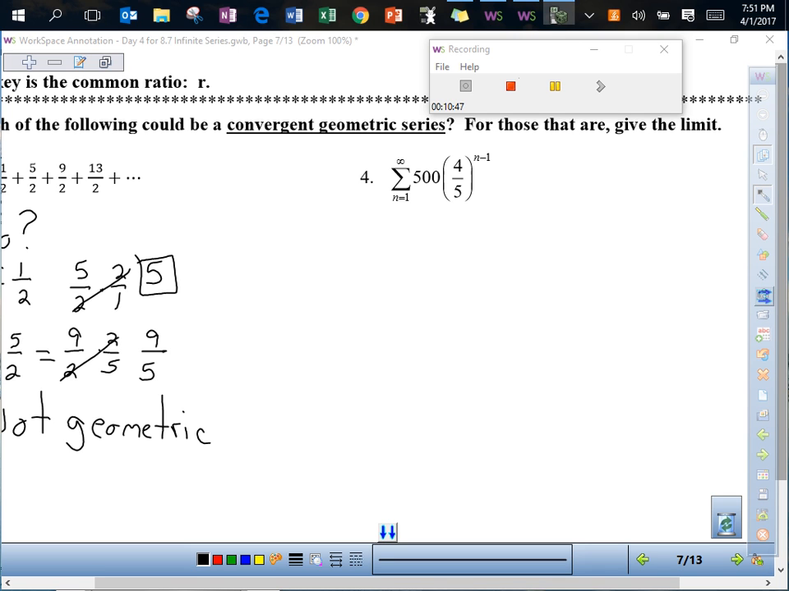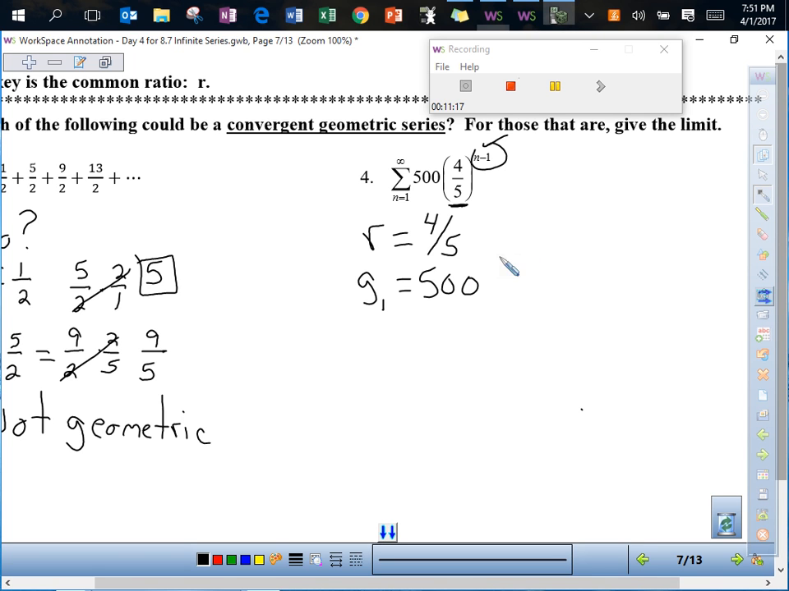The reason I knew so fast is because I have something in parentheses to a power, and I don't have any pluses or minuses out here. So I know that my R value is 4/5. Now let's go get our G sub 1 value. So plug in 1 right there for n. 1 minus 1 is 0. 4/5 to the 0 is 1. 500 times 1 is 500.